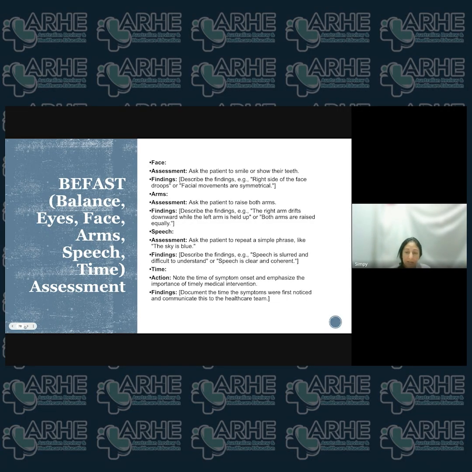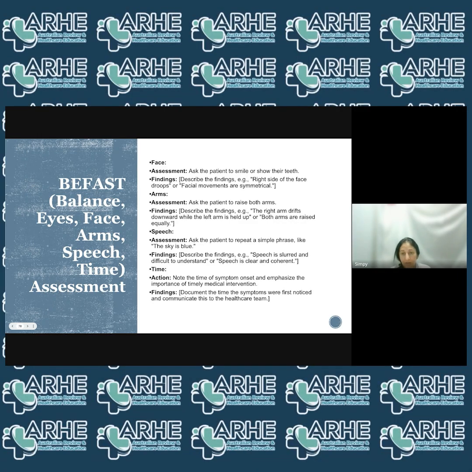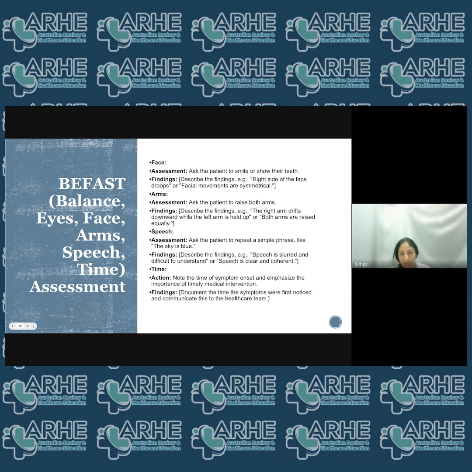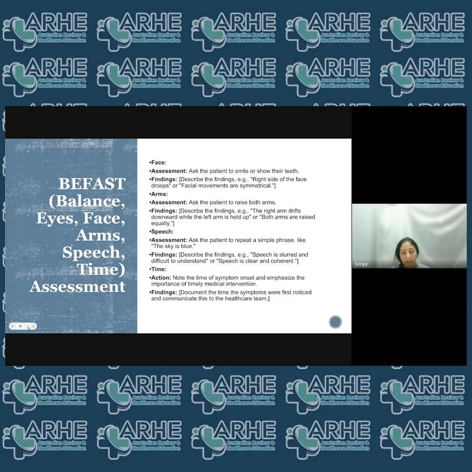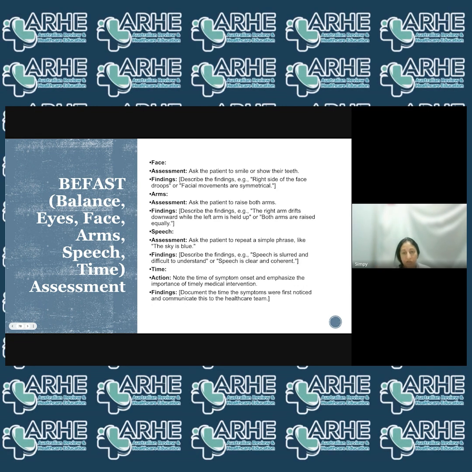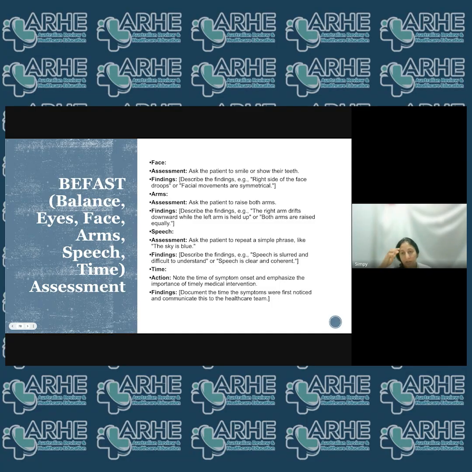So if they've passed 4.5 hours, they're not a candidate for thrombolysis treatment. But up to 24 hours, they can still be a candidate for thrombectomy. So it's really still important we identify these symptoms right. These symptoms are more common if the patient's having a posterior circulation stroke, balance and eye. As I said, 80% of patients will have FAST, which is the anterior circulation of the brain.